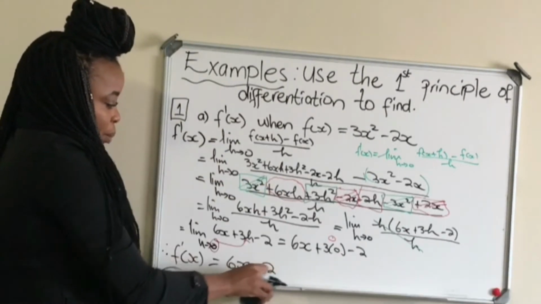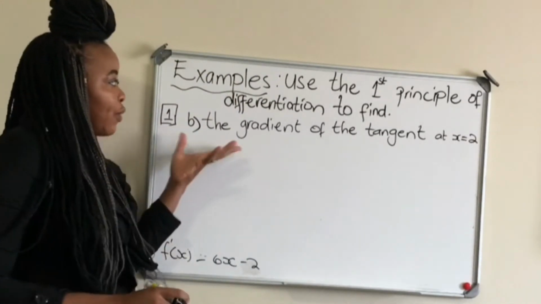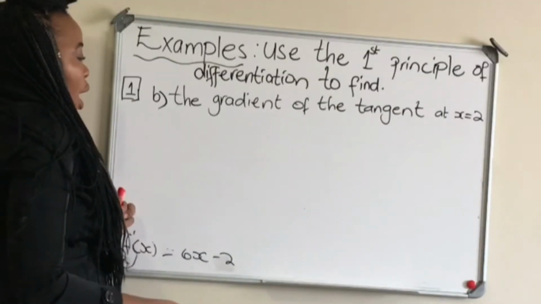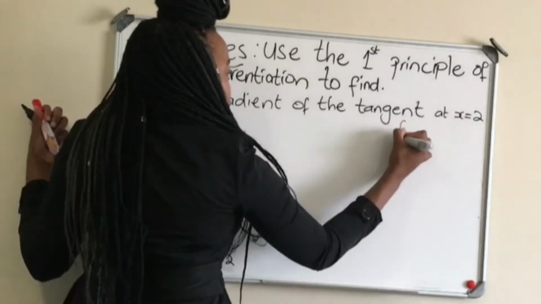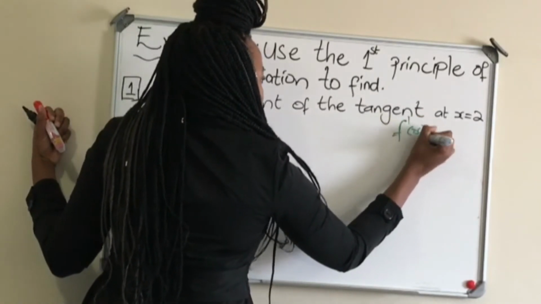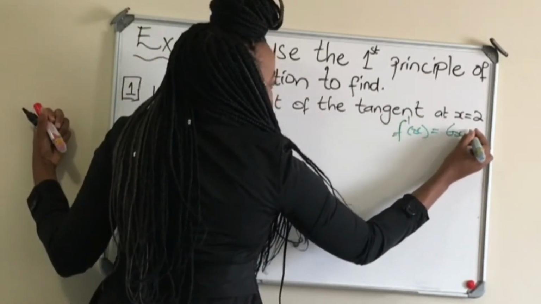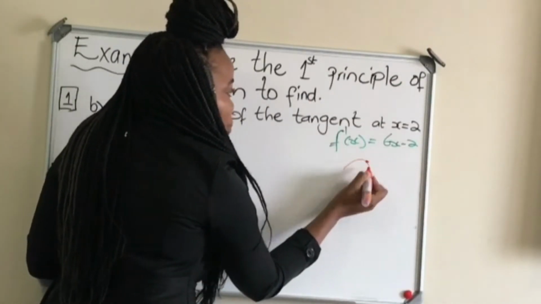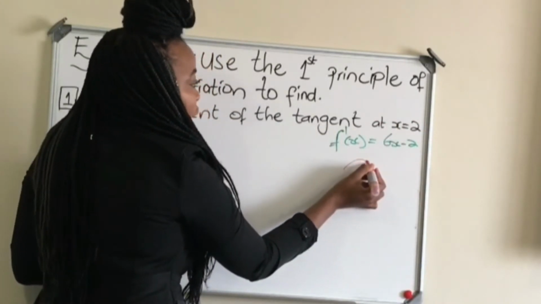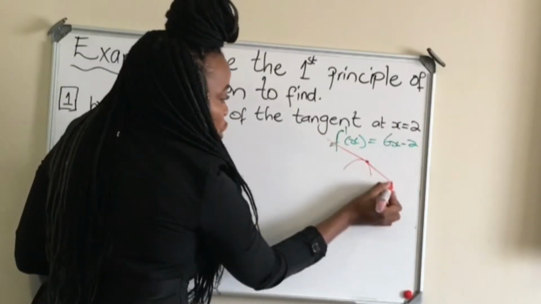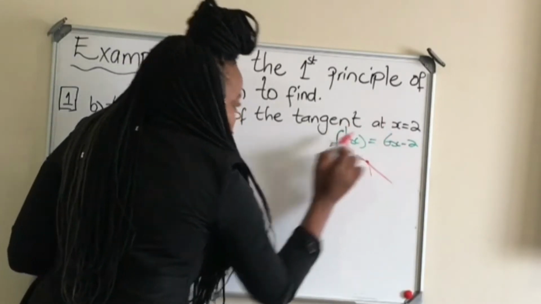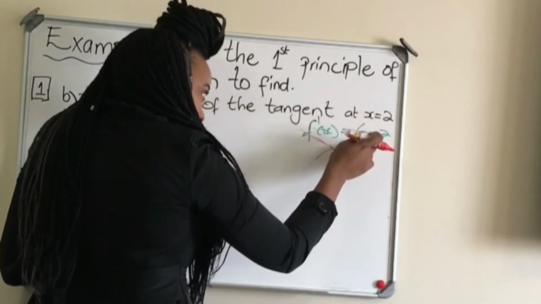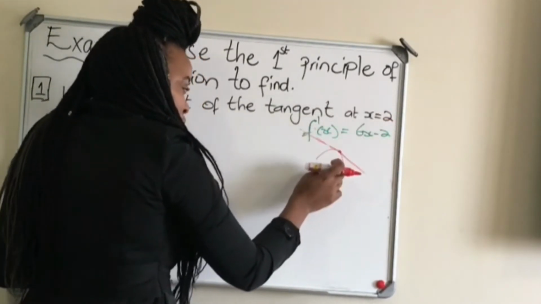We need this for B. In 1B, they want you to find the gradient of the tangent at x equal to 2. First of all, I must not forget that f prime of x was 6x minus 2, the answer I got in A. You have a certain curve, however it looks, and a certain point, maybe where x is 2, and that's where your tangent is. To get the gradient of that tangent, you use the derivative of the original function. The derivative of the function is the gradient function.